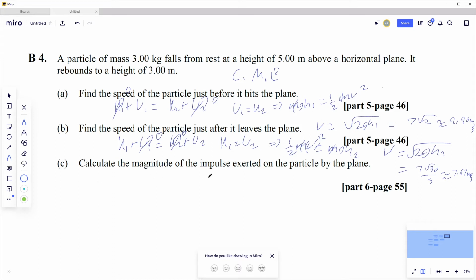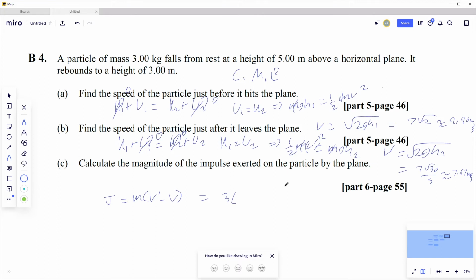Calculate the magnitude of the impulse. We want the impulse, so that's easy. We have the speed, so I'll discard this because we're talking about speed. So the impulse is m times v prime, I called it v prime, and the other one is v. It's simple, just plug in.